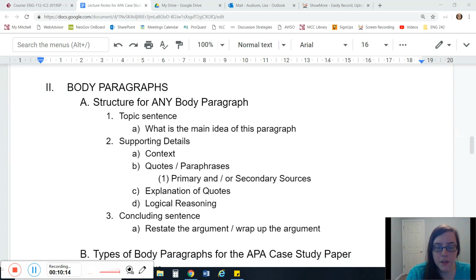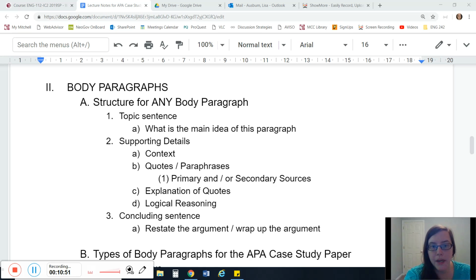All right, so that's the introduction. Now, in terms of body paragraphs, you have the same structure that you have used for writing any body paragraph. Begin with a topic sentence, use supporting details to argue for whatever you're saying in your topic sentence, and make sure that you wrap your paragraph up. Don't end on a quote, don't end on a paraphrase, don't end on a citation. Your voice should be what begins and ends that paragraph, with all the support in the middle.